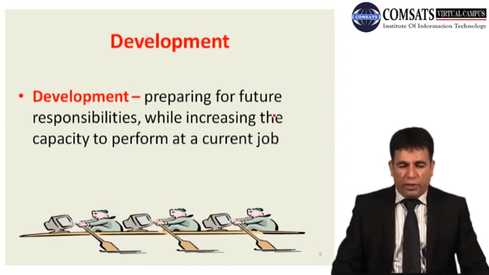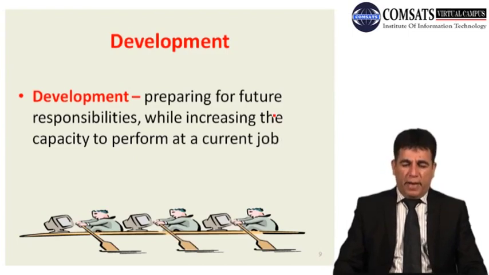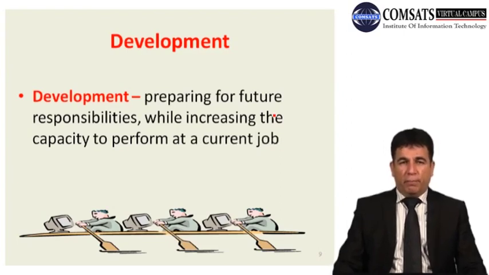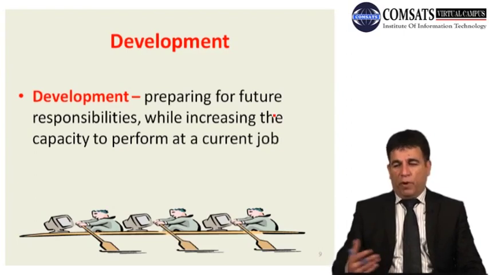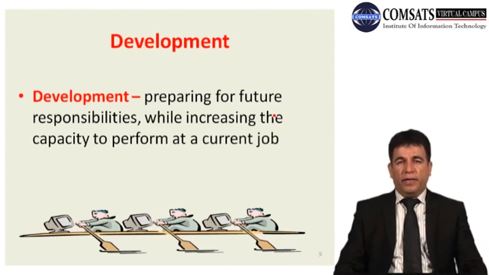So here you are preparing yourself for future responsibilities, and at the same time you are increasing your current performance level on the job. So there are many examples of why you are preparing for future responsibilities. For example, after 1 year, 2 years, 6 months, 3 months, maybe you are going to be promoted as dean of your university, and at present you are working as an associate professor or full professor. So after a certain period of time, there is a bright chance that you will be appointed as dean.